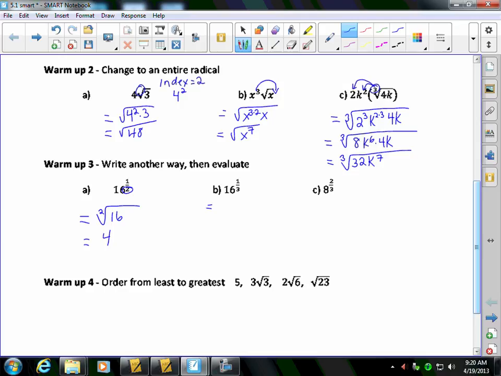So B, we have 16 to the power of 1/3. So again, that 3 becomes our index. So this is going to be the cube root of 16, which doesn't work out evenly. We can't multiply 3 of the same number to get 16. So we see if we can break it up. So the biggest cube root that goes into 16 would be 8 times 2. Cube root of 8 is 2 times 2 times 2. So that means I pull out a 2, and I'm left with a 2.